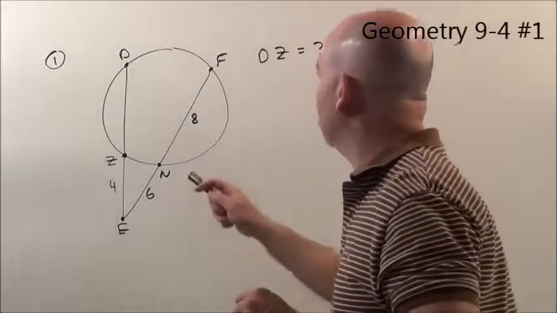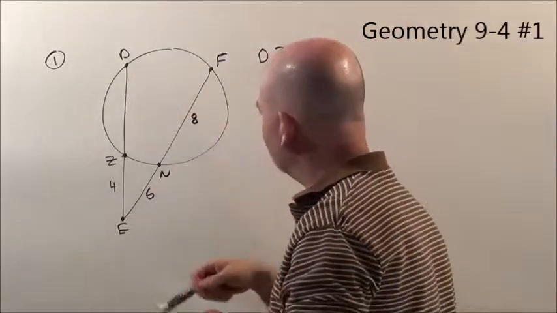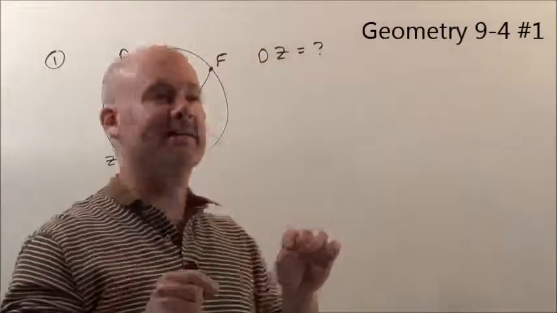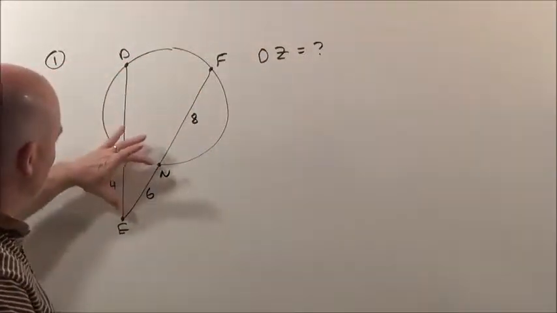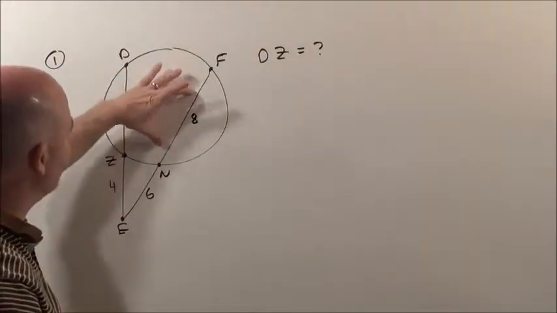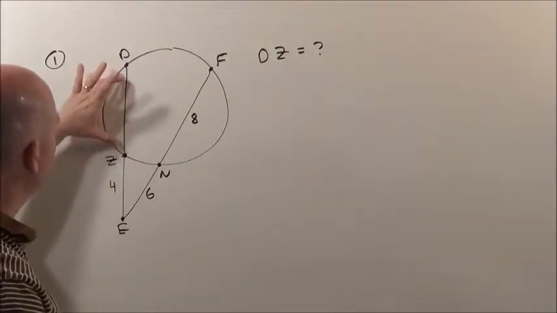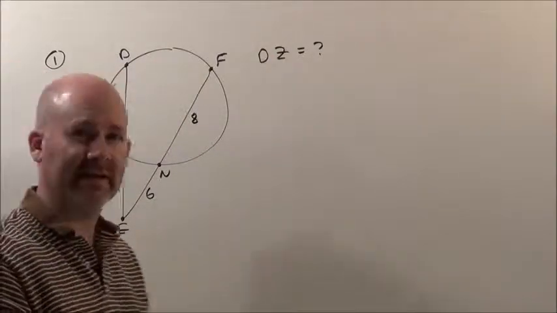Here's problem 1. We have 2 secant lines. We're dealing with lengths of these lines here. We have EN is 6, that is 8, this is 4. It wants to know the length of DZ.